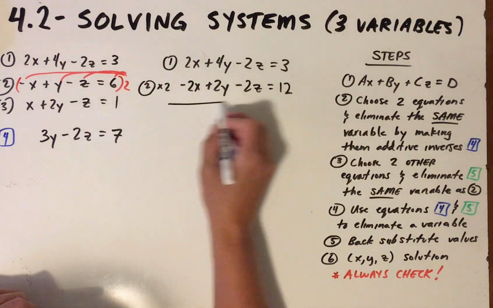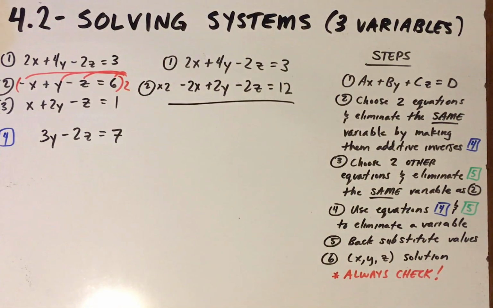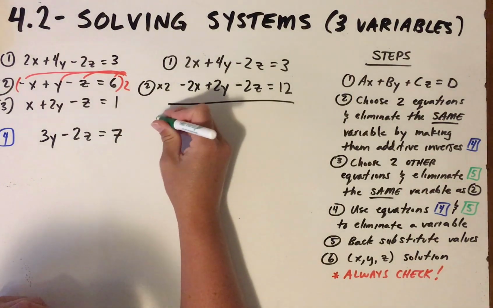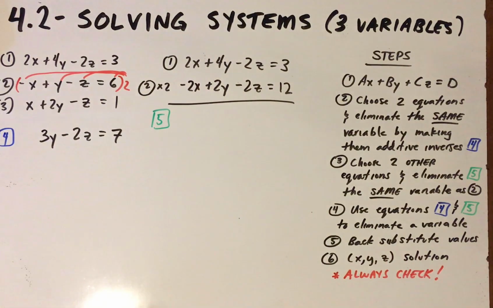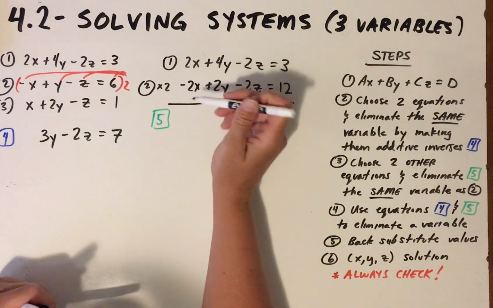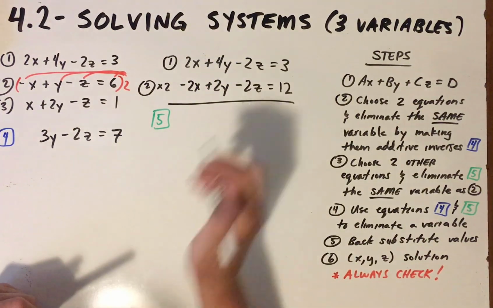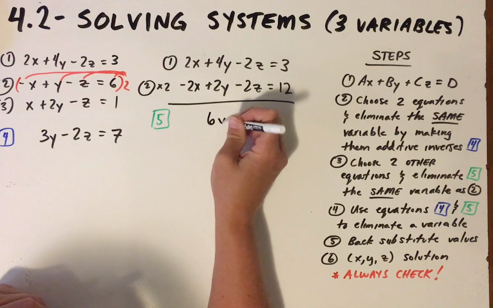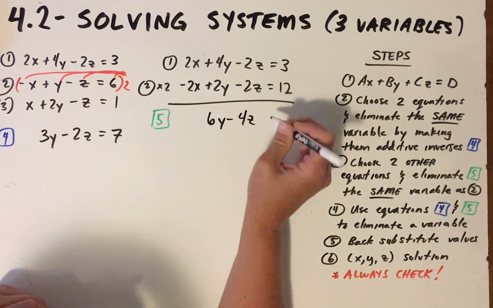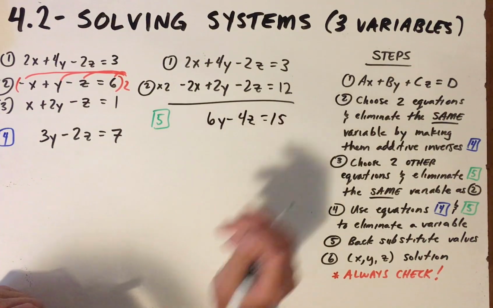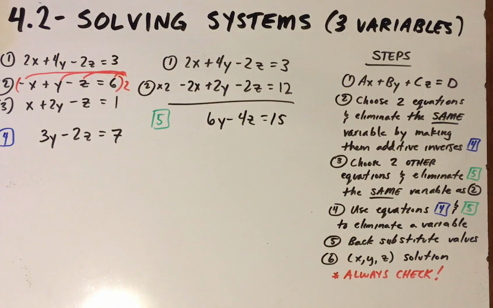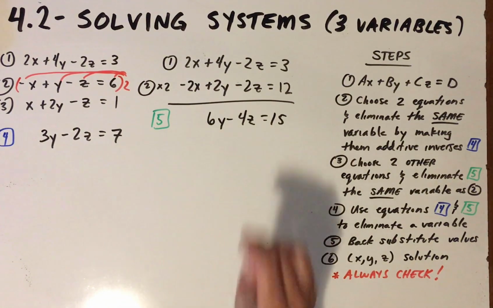Okay, so now I'm going to add these together, and this is going to give me my new equation 5. Okay, those x's are going to sum to 0. That was the point, right? These right here sum to 0. And I'm going to get 6y minus 4z is equal to 15. All right, now I'm down to 2 equations and 2 variables.